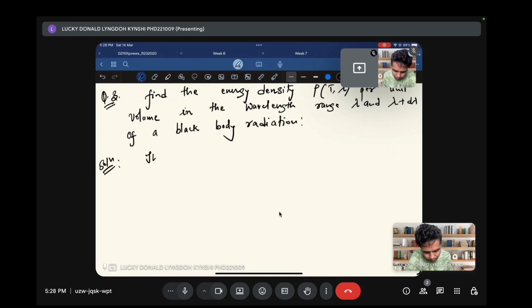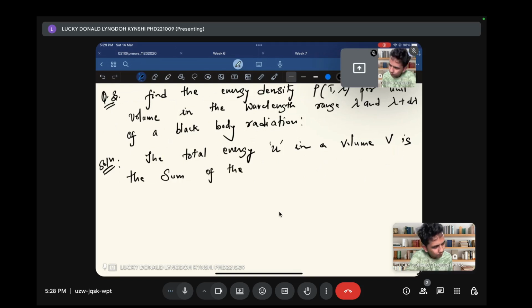So the total energy U in a volume V is the sum of the energies of all possible modes.